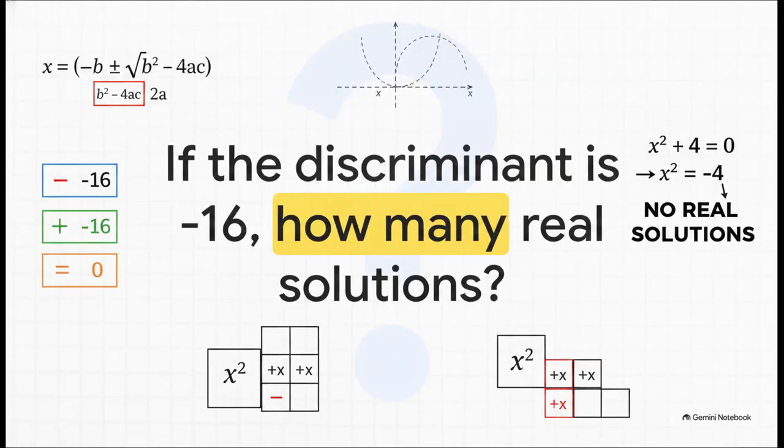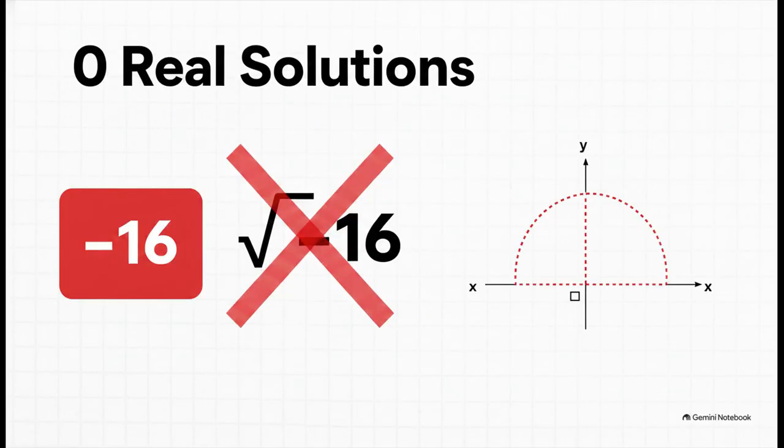Let's do our second pause check to really lock this in. Go ahead and pause the explainer again. If you're doing the math, you simplify the discriminant and you get negative 16. How many real solutions does the equation have? The answer is 0 real solutions.